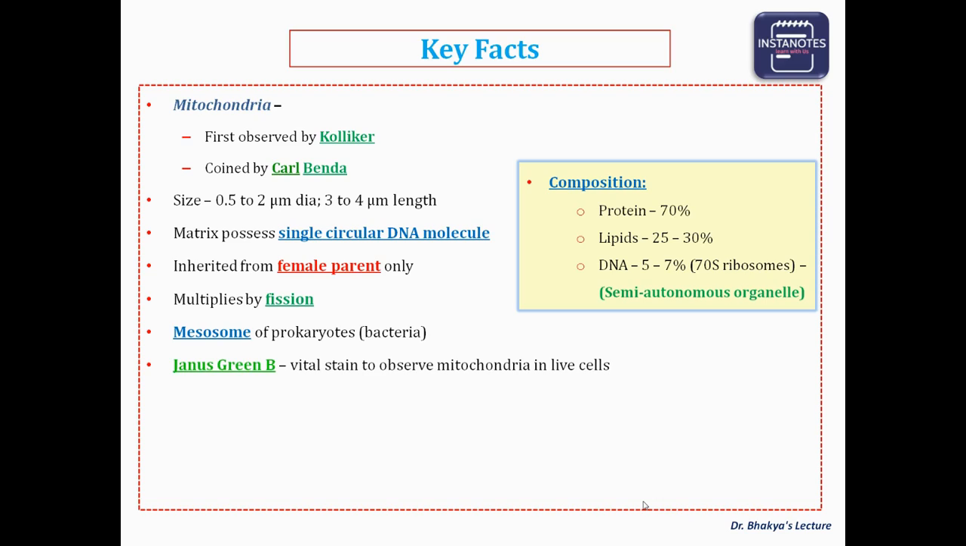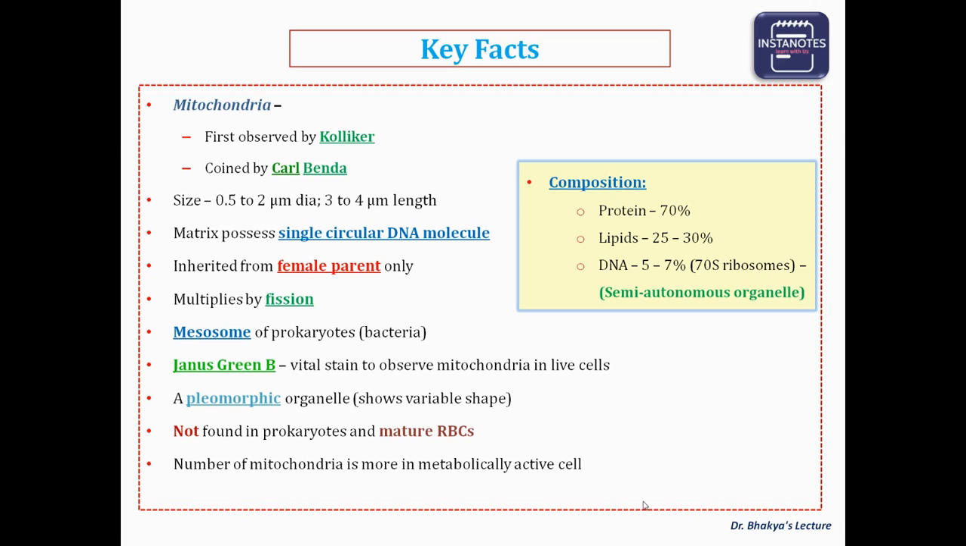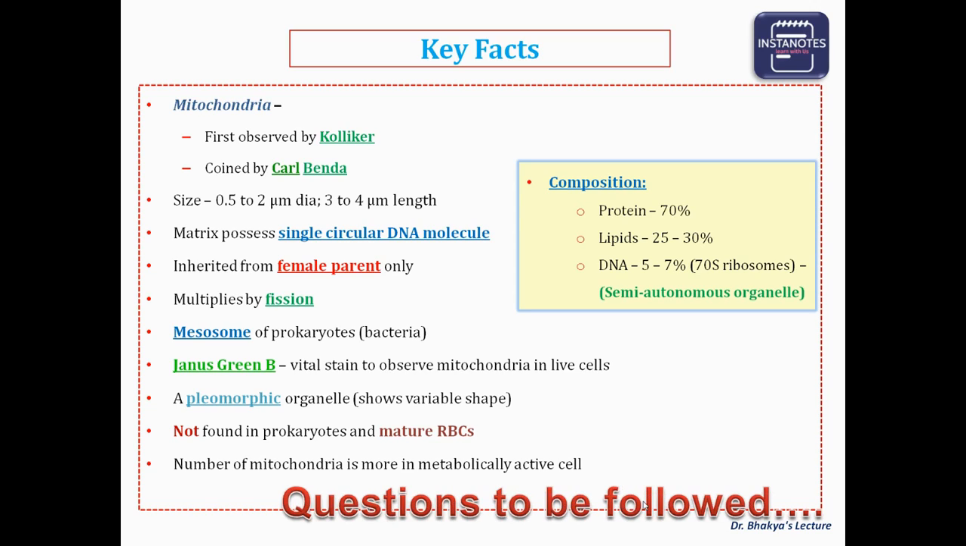How could we observe mitochondria under a microscope? The vital stain used to observe mitochondria in live cells is Janus green B. It is also called a pleomorphic organelle since it varies in shape. It is usually not found in prokaryotes and mature red blood corpuscles. The number of mitochondria is higher in more metabolically active cells.